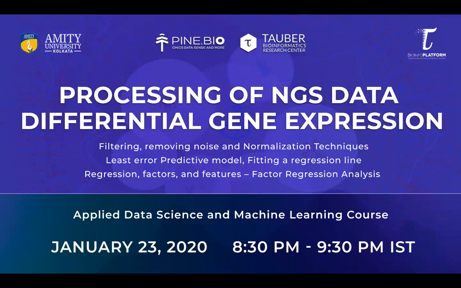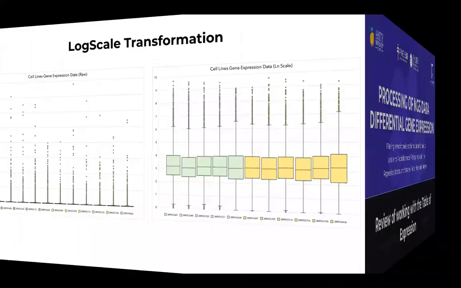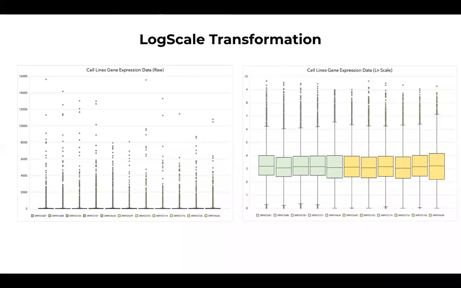Okay. So last time we did all that, which I showed you right now. We got the expression table, and then we did a few of the techniques. We used some of our important concepts such as log transformation, quantile normalization, and other downstream analysis techniques such as PCA. So after that, let us just review what we covered.